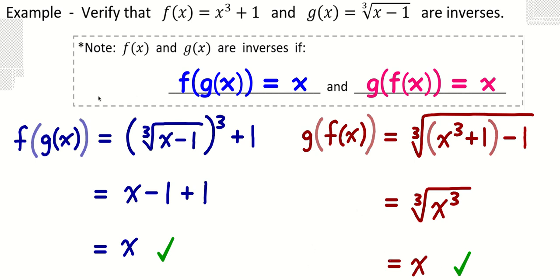And that's basically what you do in order to verify that two functions are inverses of each other. You do this, and you do this, and you need to show that they algebraically will both end up equaling x. And that does it. Oops, sorry, hit the microphone. Okay, that does it.